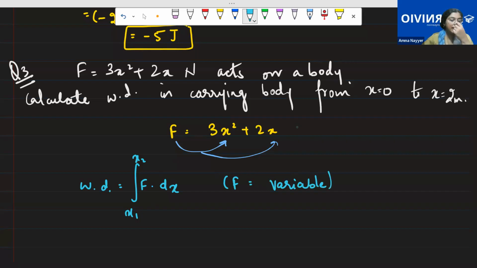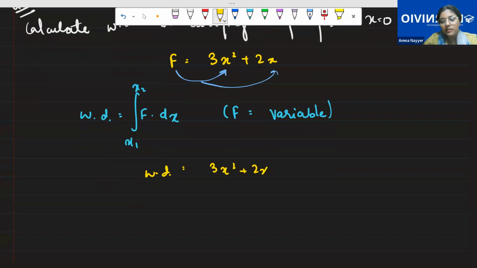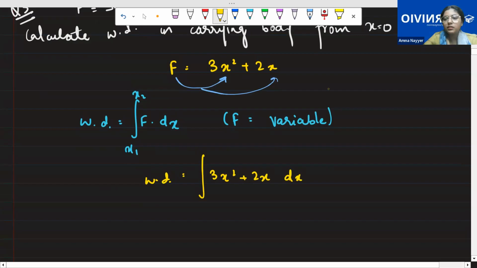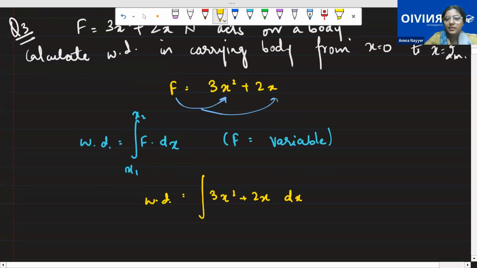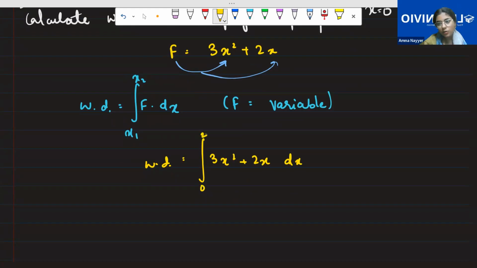This will just help you in the calculation of the basic work done. Okay. Now see, what will I do? I'll write work done as the integral of force, which is 3x square plus 2x, times dx, integrating it from 0 to 2 meter. This force acts from 0 to 2 meter, and you have to calculate when the displacement is 0 to 2. So you are also going to put the limits as 0 to 2 itself.